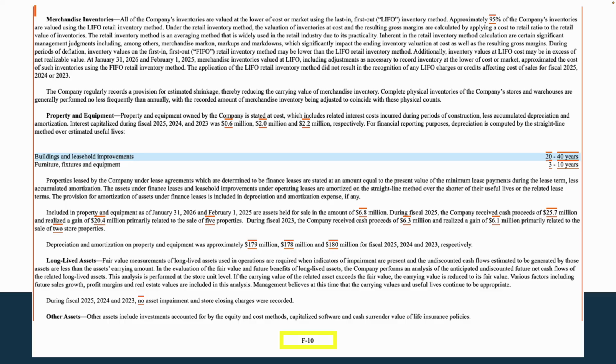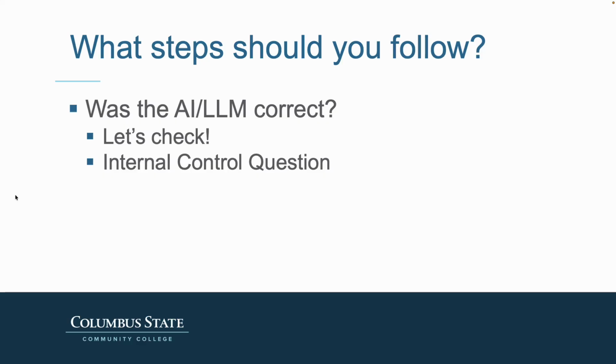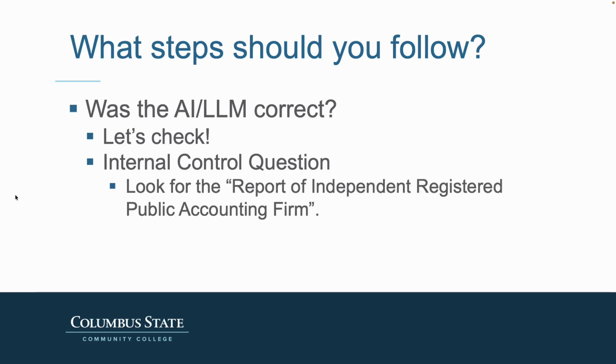If you're trying to evaluate the inventory answer given to you, then you can go to the part of the notes that talks about which method they use and figure out what method they use. If you're doing the internal control question, to verify the AI LLM answer, you need to look for specific language that should be in every 10K: a report of independent registered public accounting firm. There's a report that's required to be on every public company 10K, and that's the report you should look for.